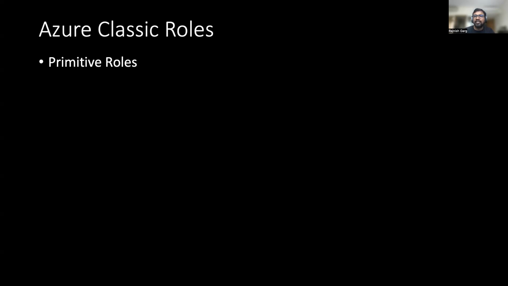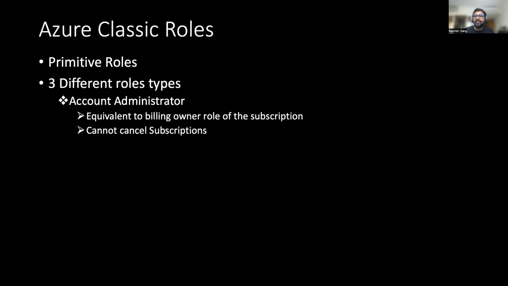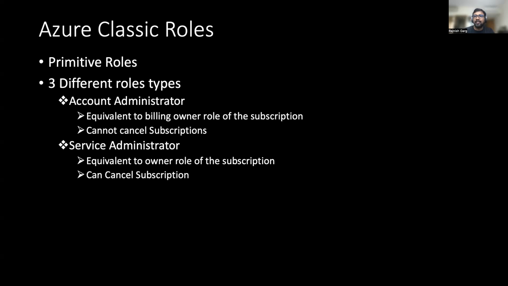Here, there are three different role types. I have never used such roles before, but just for the sake of your information, these are the three different role types. The first type is called account administrator. It is equivalent to your billing owner role, but it doesn't have any capability to cancel your Azure subscription. The next role type is service administrator. It is equivalent to the owner role and can help you cancel your subscription.